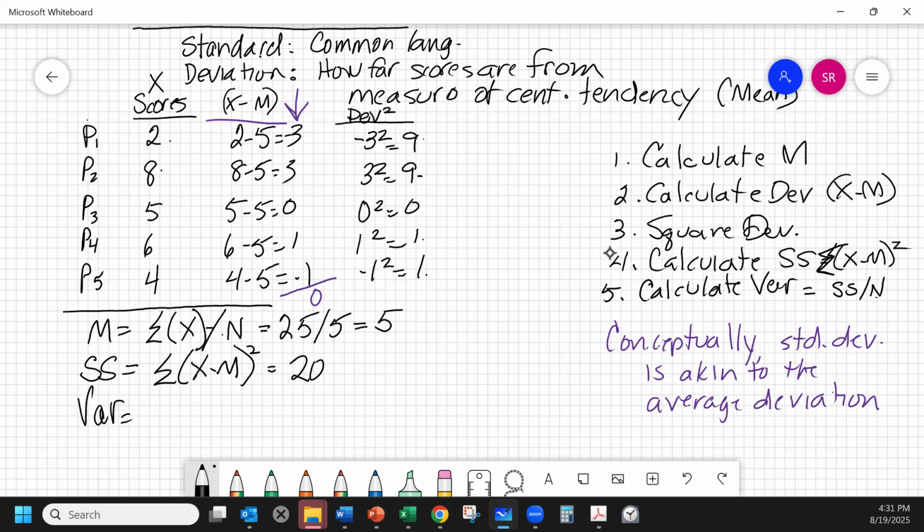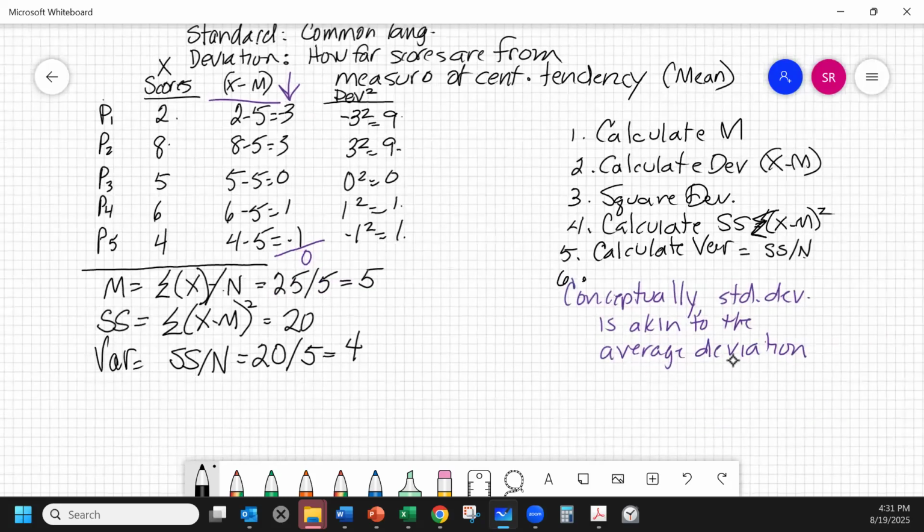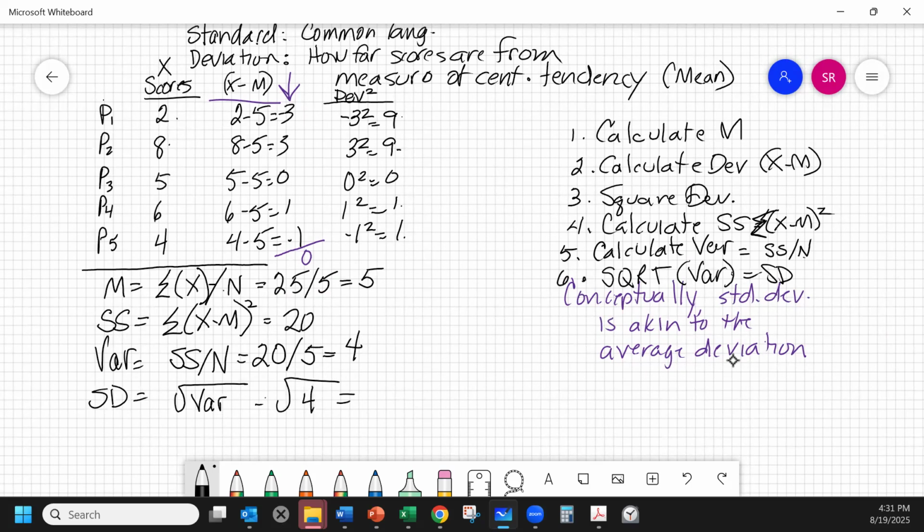So the variance is just SS divided by n. The sum of squares is 20. There are 5 in the sample, and so we get 4 for the variance. And lastly, we take the square root of the variance to get the standard deviation. We'll squeeze this in here. Square root, I'm just going to use the abbreviation we use in Excel. The square root of the variance equals the standard deviation. And in this case, the square root of 4 equals 2.